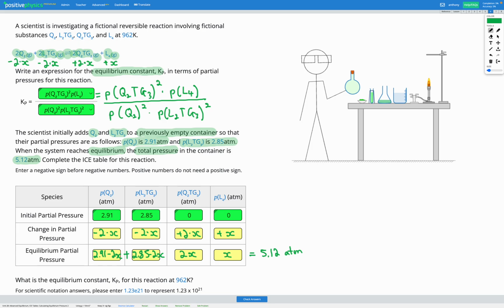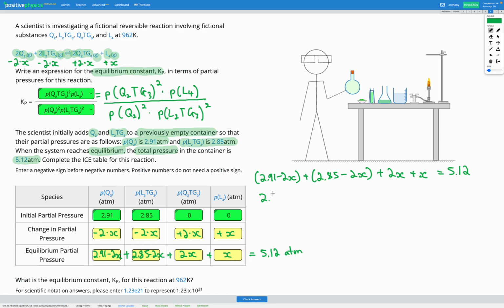So if we add all those things together, we're going to get 5.12 atm as our total pressure according to Dalton's law. So let's write that all out. We've got 2.91 minus 2x plus 2.85 minus 2x plus 2x plus x is equal to 5.12.